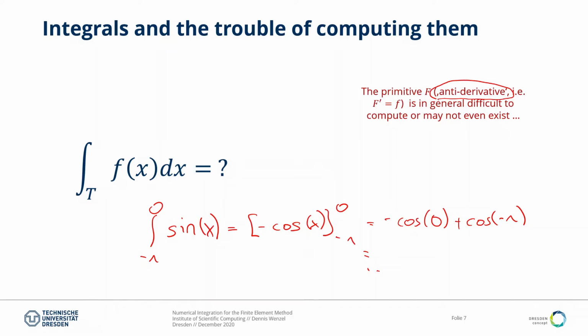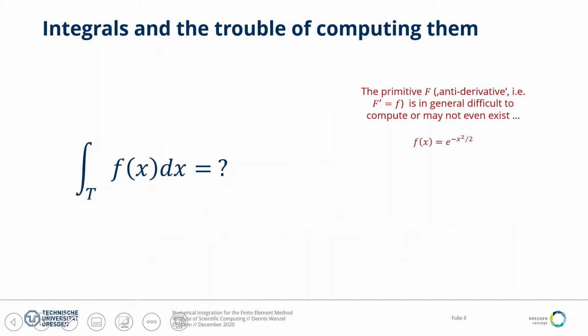But in general, it's not that simple. So this antiderivative, the primitive, is difficult to compute, especially in multiple space dimensions, and it might not even exist. So for example, if you consider this f of x equal to e to the power of minus x squared over 2, known from the Gaussian probability distribution, that function can be proven to not have a primitive. So it's simply not doable.